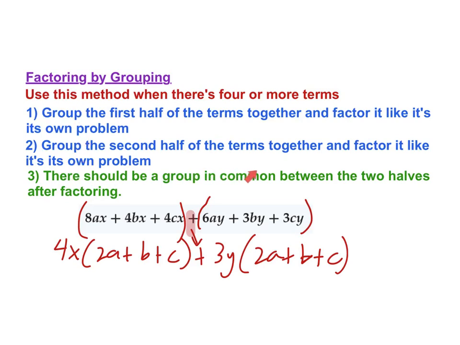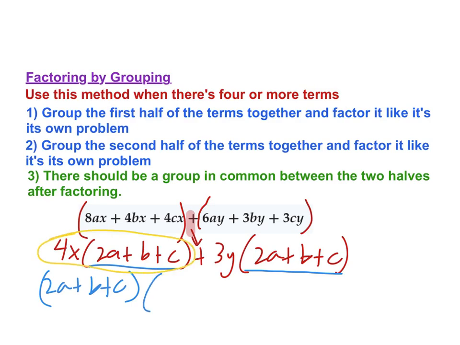Now there should be a group in common between the 2, which we just have been talking about, and there is. 2a plus b plus c. They have a group in common. So in reality, what I'm going to do now is treat that group like a greatest common factor and factor it out of the whole thing. So what I end up with is this 2a plus b plus c. That's like the greatest common factor. And when I take it out of this first term, what's left? 4x. When I take it out of the second term, what's left? 3y.